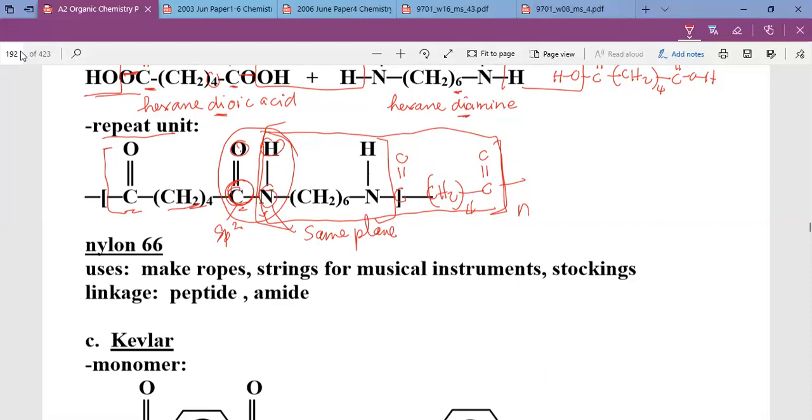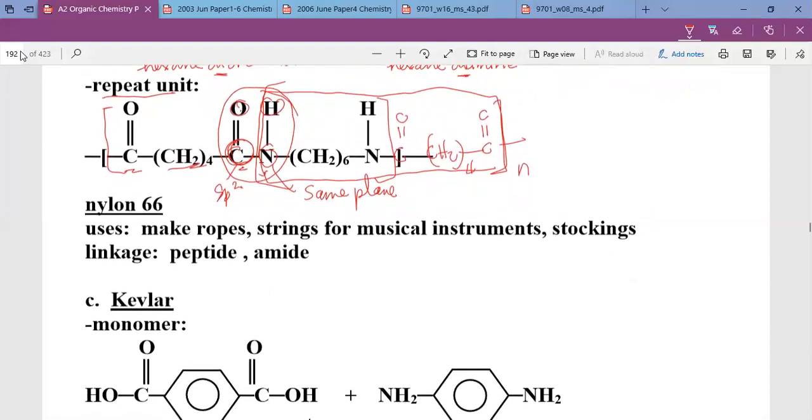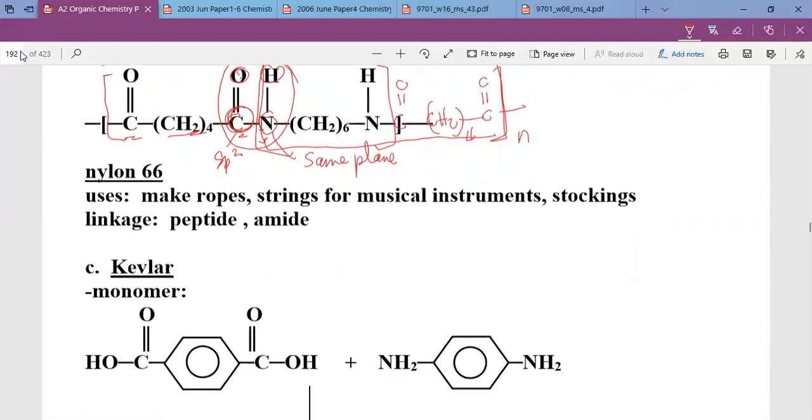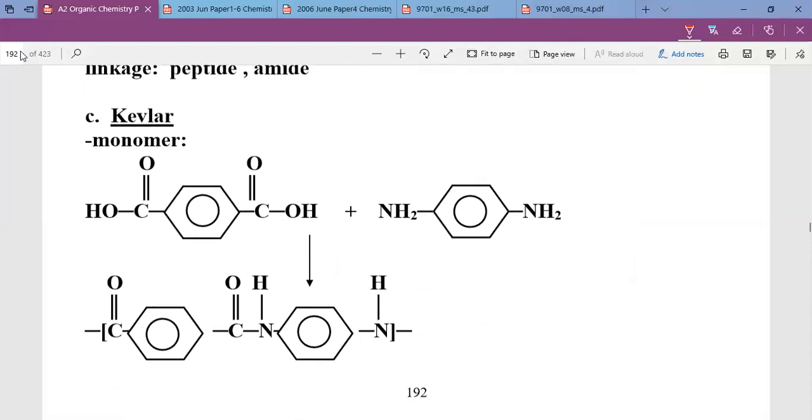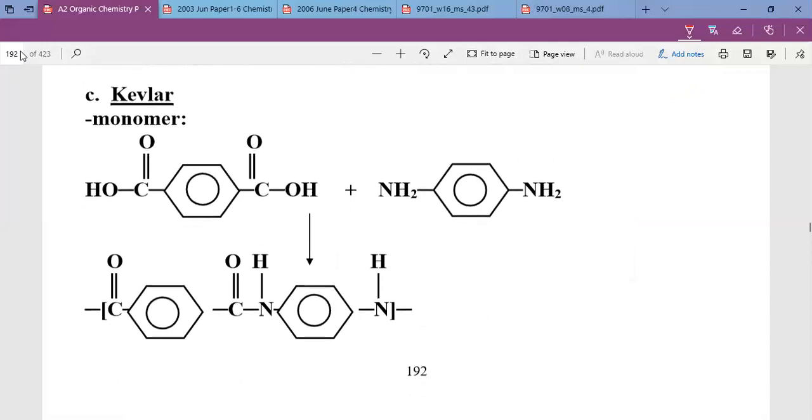Now, Kevlar. Kevlar is famous, of course, it came out before. Kevlar is used to make your bulletproof vest. It's very strong. One year they asked, why is Kevlar so strong? You know what the answer you gave? Because the bonds are very strong, that's all. Quite simple. So Kevlar also is made from dicarboxylic acid and diamine, or can put a chlorine here if you want to, which is quite common. You've got two rings here, one ring here, one ring here. So this is Kevlar.